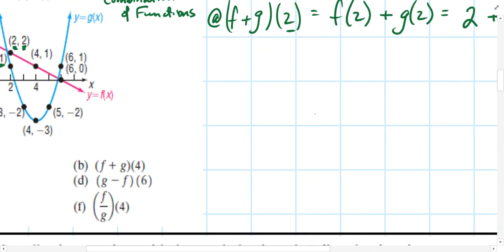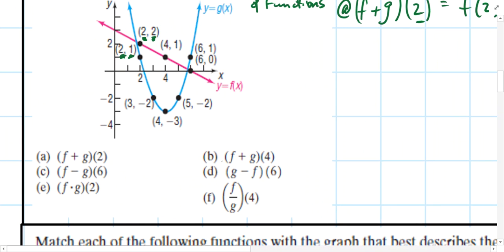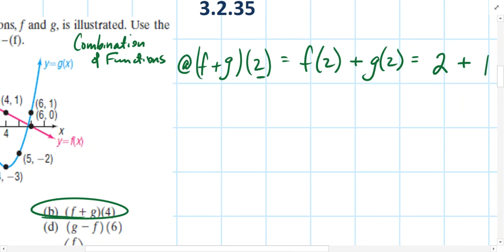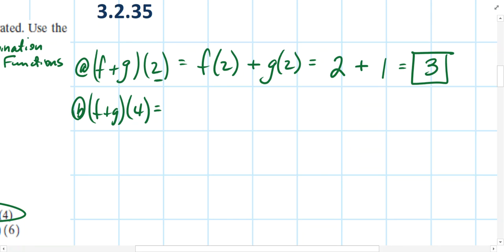Part B asks us to evaluate f plus g at 4. So I'd like for you to try this one on your own. Please pause the video now and resume playback in a moment to check your work.